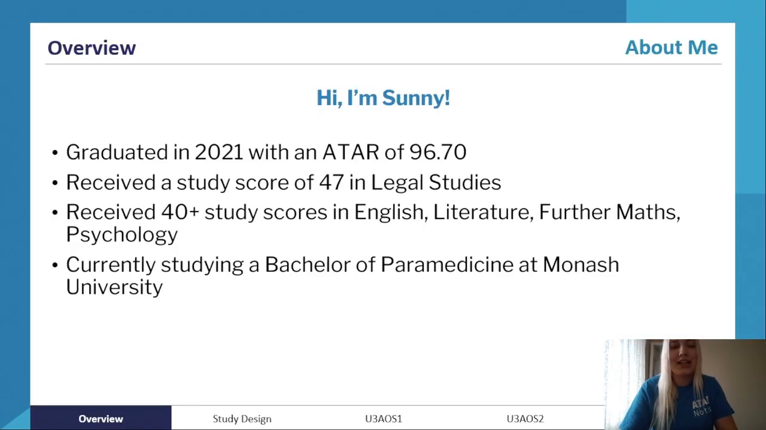So, as I mentioned, my name is Sunny. I'll first begin by introducing myself. I graduated in 2021 with an ATAR of 96.70. My highest study score was in Legal Studies, which was a 47, and I received study scores of 40 plus in my other subjects, which included English, Literature, English Language, General Mathematics, and Psychology. And I'm now currently in my last year of completing a Bachelor of Paramedicine degree at Monash University.